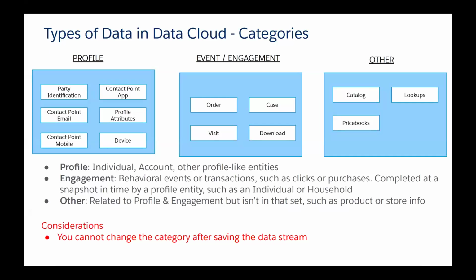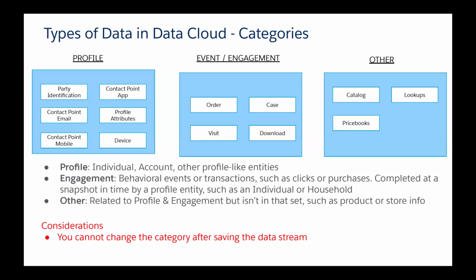So for profile data, it could be a user's device or their contact information. Engagement data: maybe they've downloaded some gated content on your website, maybe there's a website visit, they've logged in, placed an order, raised a case, maybe even signed up for a webinar or completed a form, and so on. And then other talks about other things that really aren't profile or event based, like products, for example, and so on.